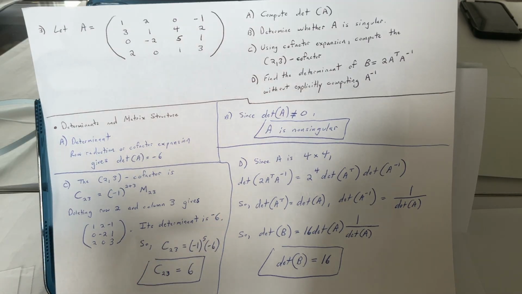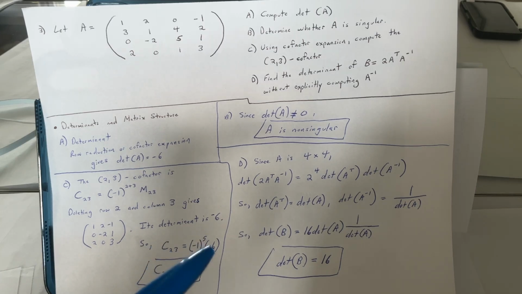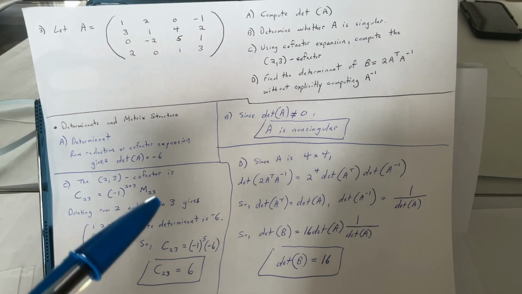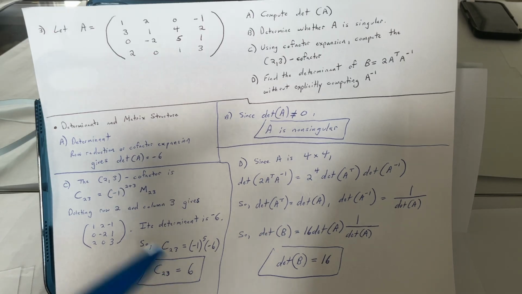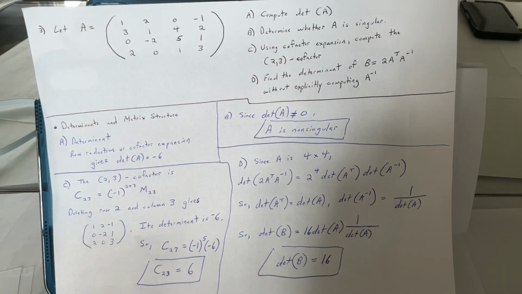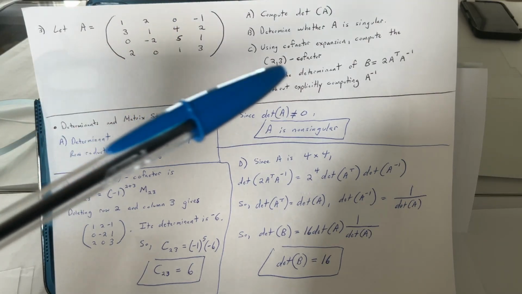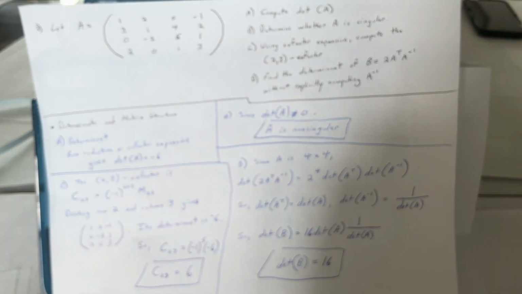The determinant is -6, so that's C sub 2,3. That's (-1)^5 times -6, so we're going to get a +6 for that cofactor. Part D, find the determinant of the following.